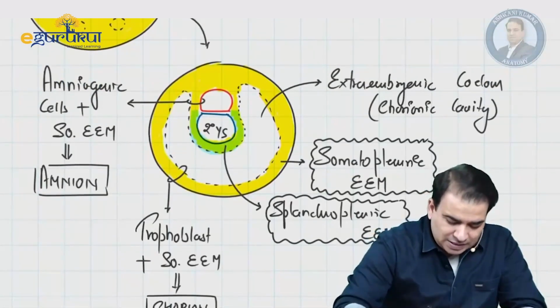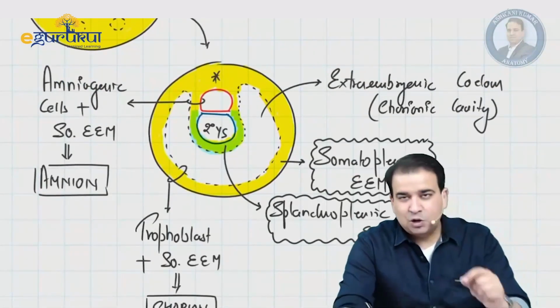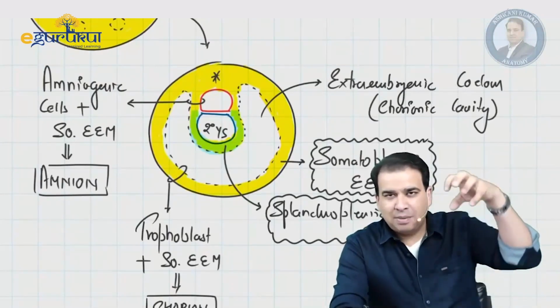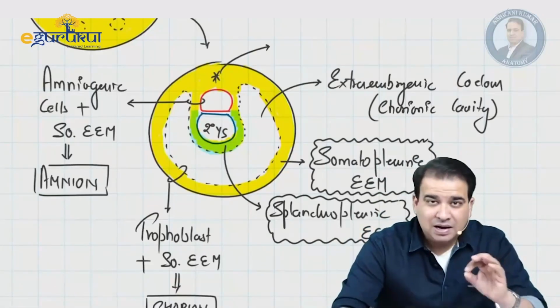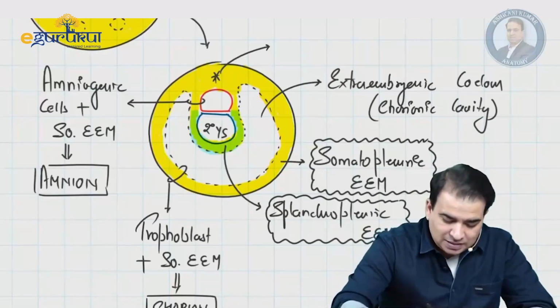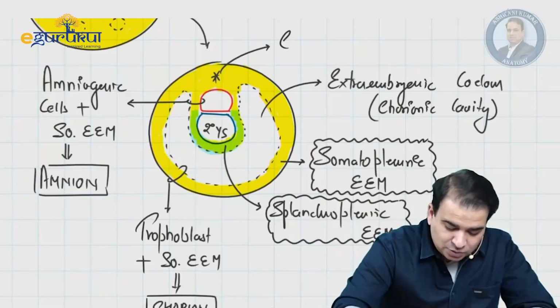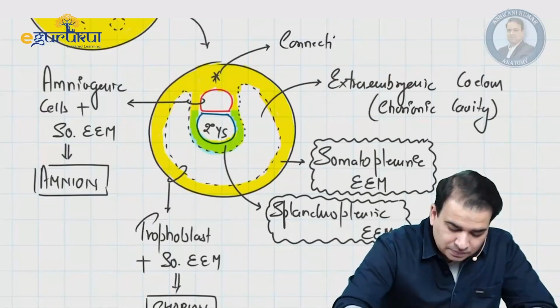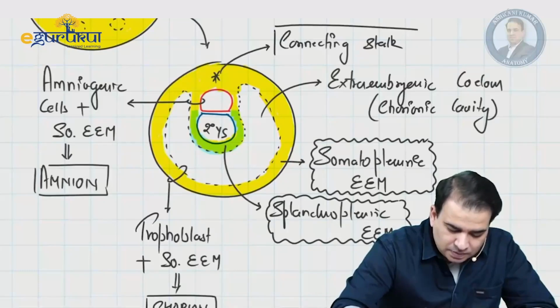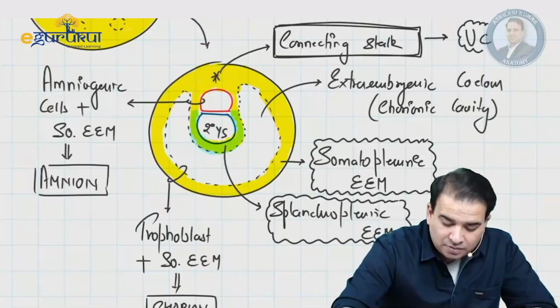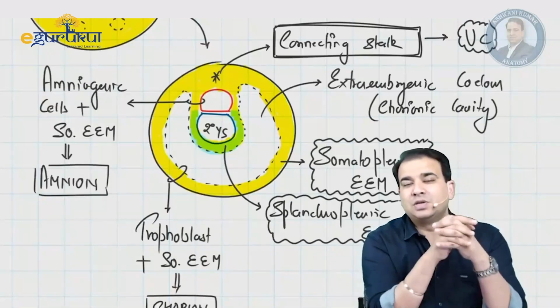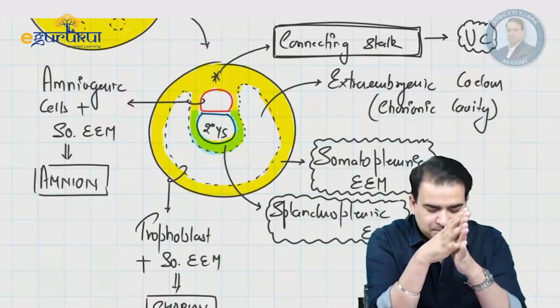What you also need to notice here, guys, look at this part. This is the portion where the coelom is not present. Obviously, you cannot have coelom everywhere. I mean, the embryo needs to hang somewhere. So this is the undifferentiated extraembryonic mesoderm. There is no coelom inside. This undifferentiated extraembryonic mesoderm is called the connecting stalk. What is a connecting stalk? It is nothing but the future umbilical cord.